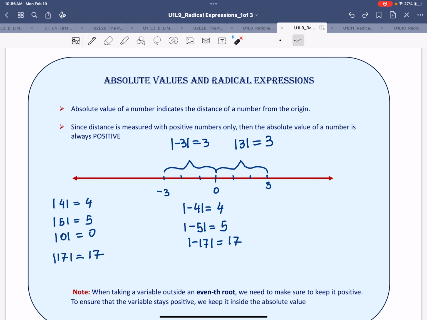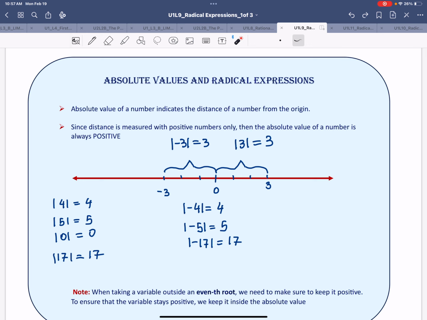Whereas the answers for the absolute values of negative numbers were not exactly the same as the numbers inside the absolute value. If you look closely, we can interpret these answers as the opposites of the numbers inside the absolute value. So the answer here is 4, which is the opposite of negative 4. The answer is 5, which is the opposite of negative 5. The answer is 17, which is the opposite of negative 17.